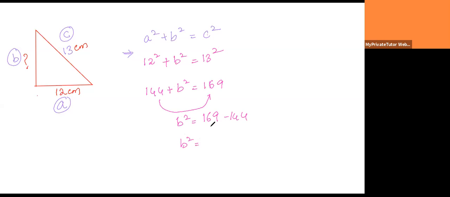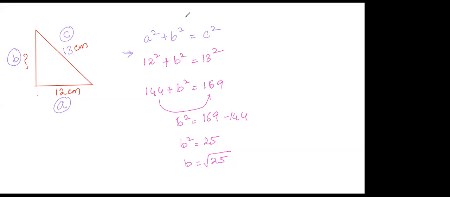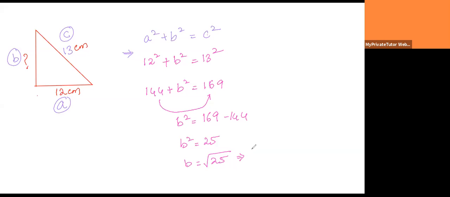Subtract that, we will get 25. So B equals the square root of 25. What is the square root of 25, Iris? It is 5, right? Yes, Muhammad. So B equals 5 centimeters. So that's the value of B. So we can use this Pythagoras theorem to find any of the unknown sides.